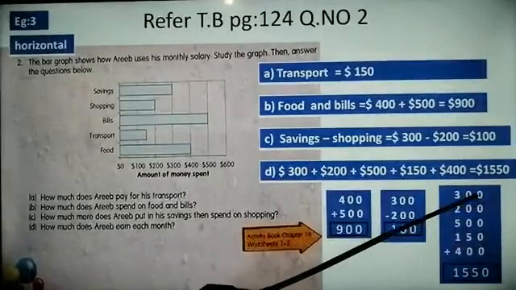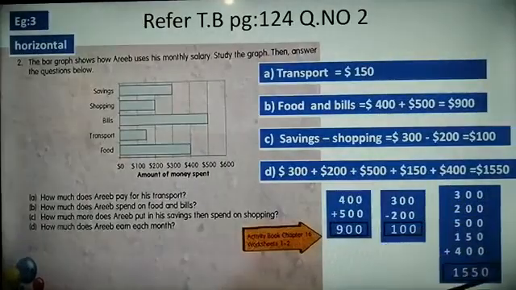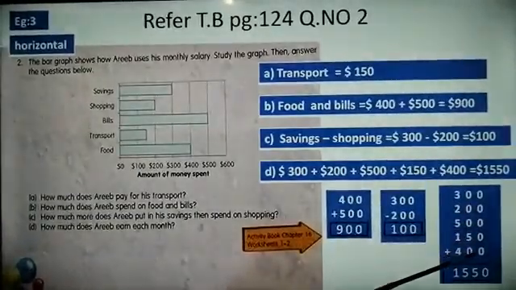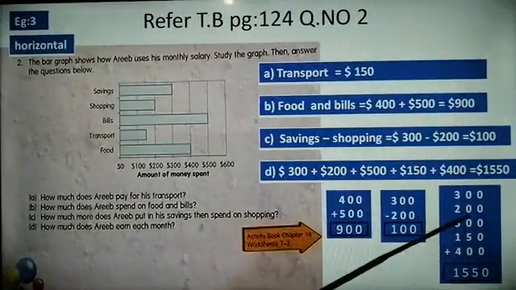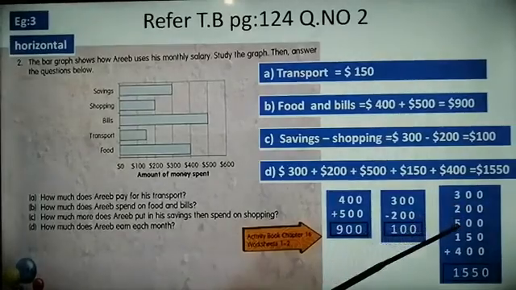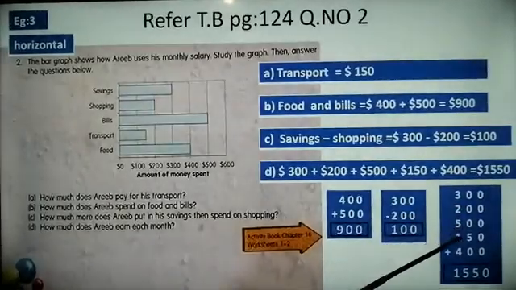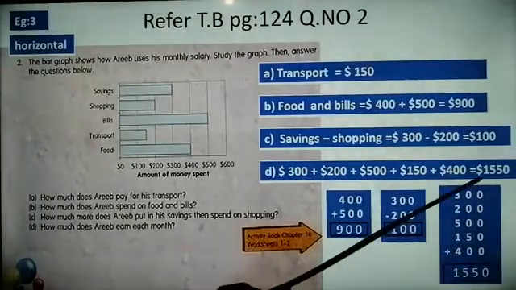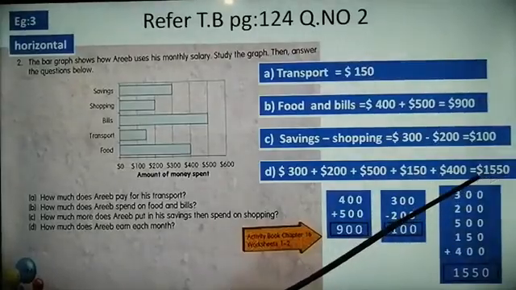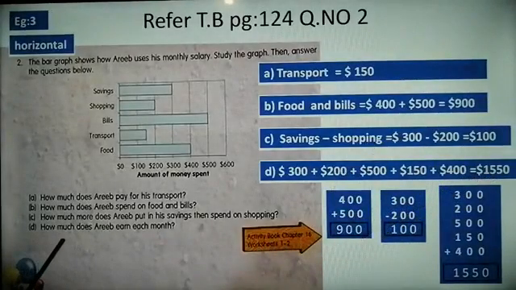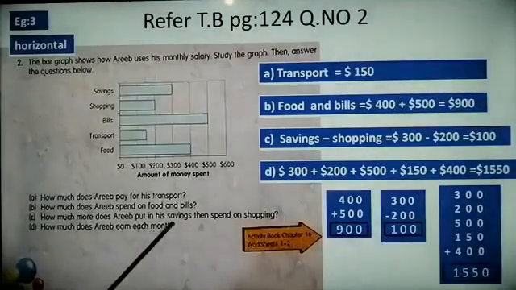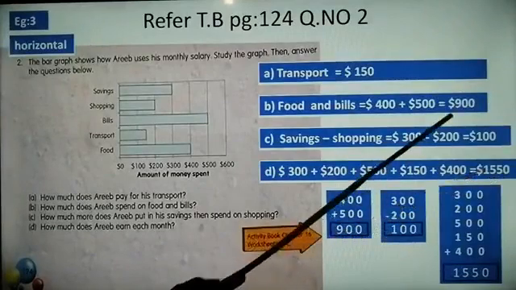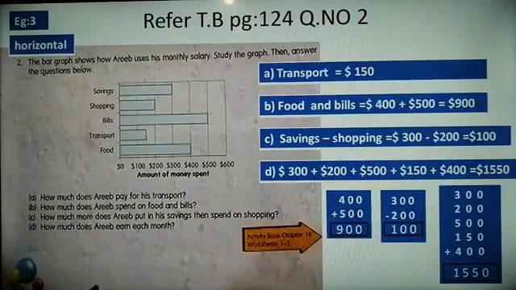Just check the working. All the ones places are 0, so you can write the 0 there. Now add 0 plus 0 plus 0 plus 5 plus 0. Answer is 5. 3 plus 2, 5, plus 5, 10, plus 1, 11, plus 4, 15. So the amount is $1,550. That is the answer to the fourth question. How much does Arif earn each month? $1,550.